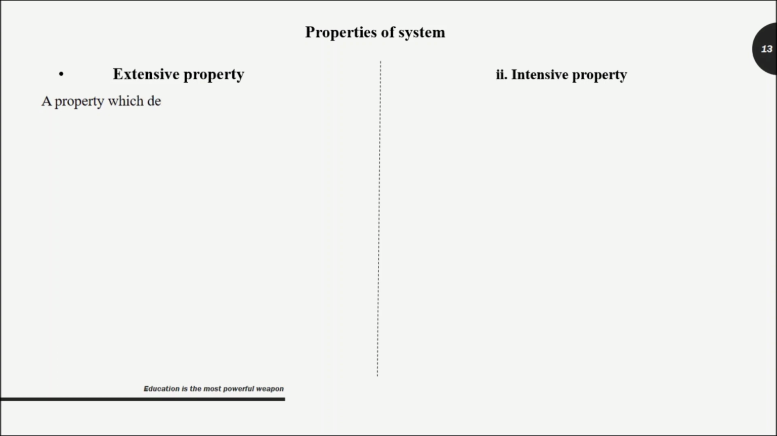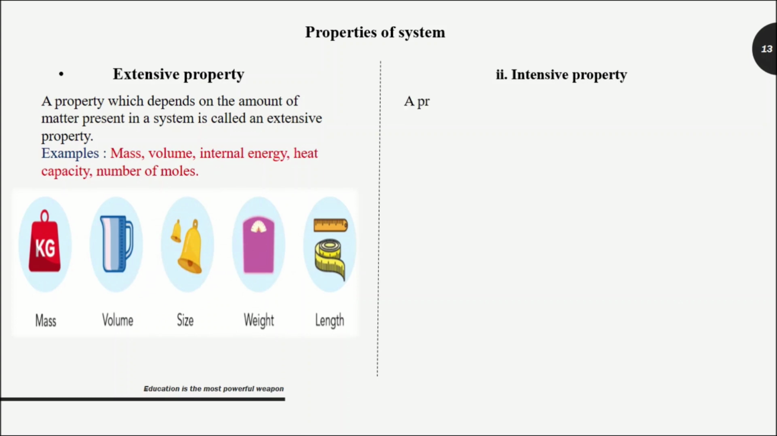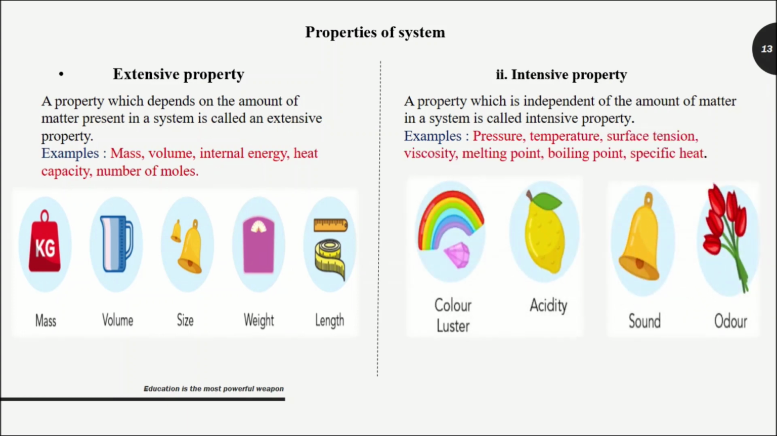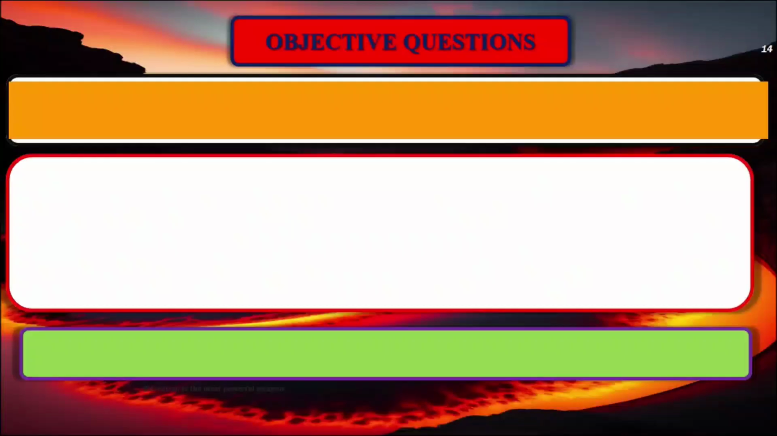Let's see the properties of system. There are two properties of the system, namely extensive property and intensive property. Extensive property: a property which depends on the amount of matter present in a system is called an extensive property. For example, mass, volume, internal energy, heat capacity, number of molecules. Intensive property: a property which is independent of the amount of matter in a system is called an intensive property. For example, pressure, temperature, surface tension, viscosity, melting point, boiling point, specific heat.